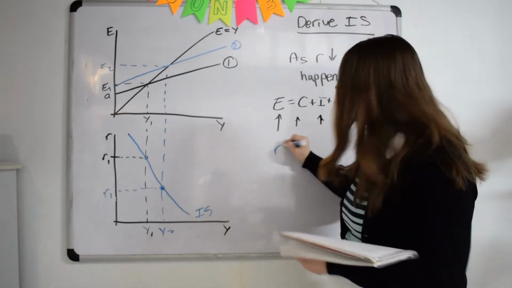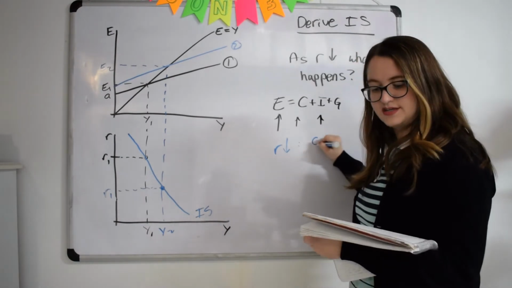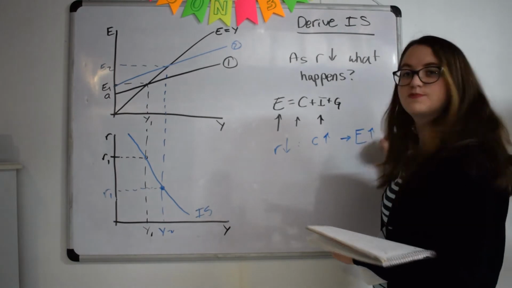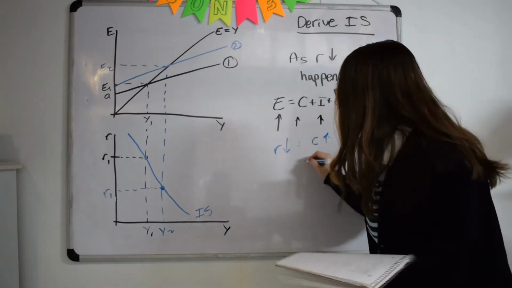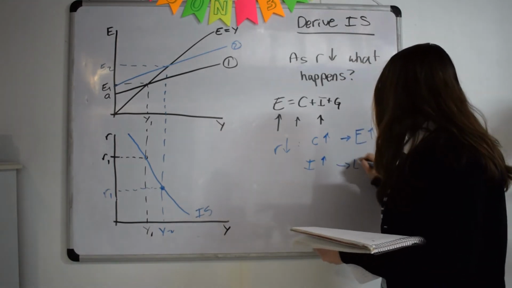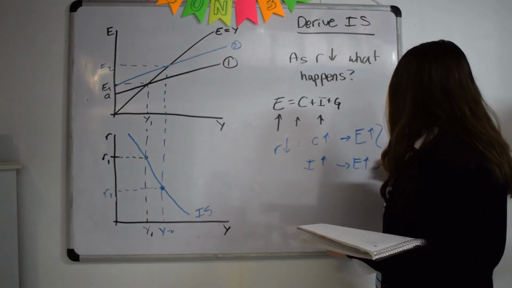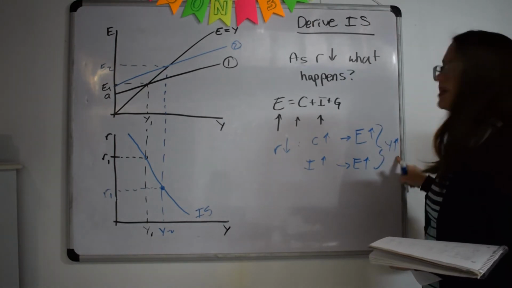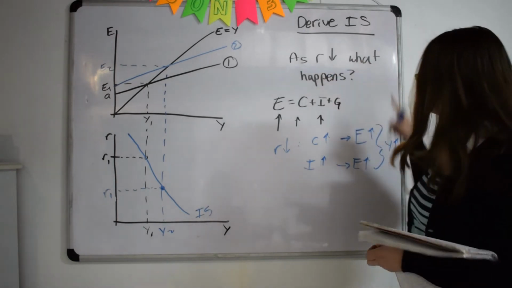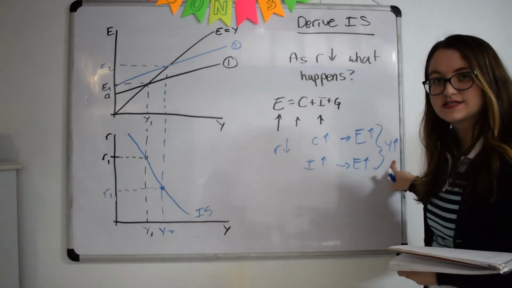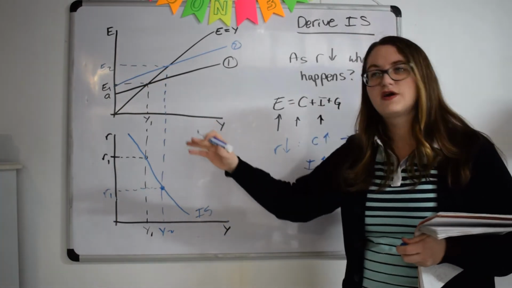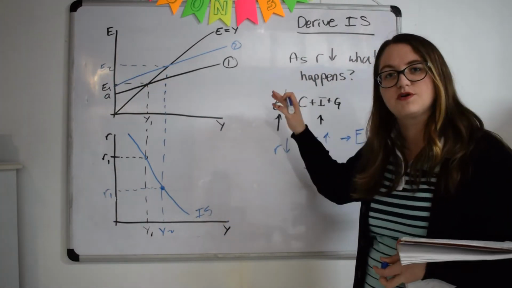So, as interest rates fall, consumption increases, which leads to an increase in expenditure, and also investment increases, which leads to an increase in expenditure, and both of these lead to an increase in Y. So as interest rates fall, output increases. Okay? So this is how we derive the IS curve. We allow interest rates to move.